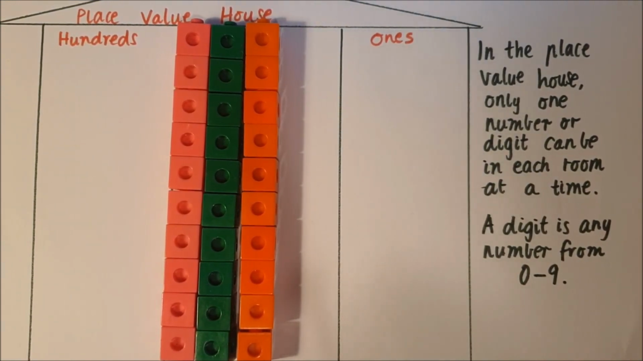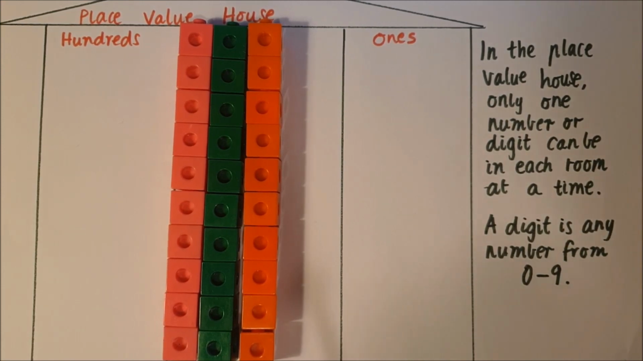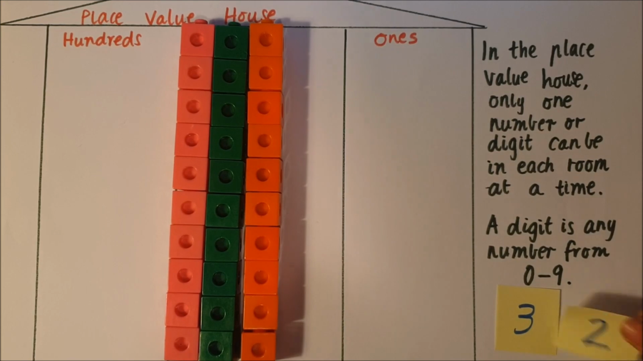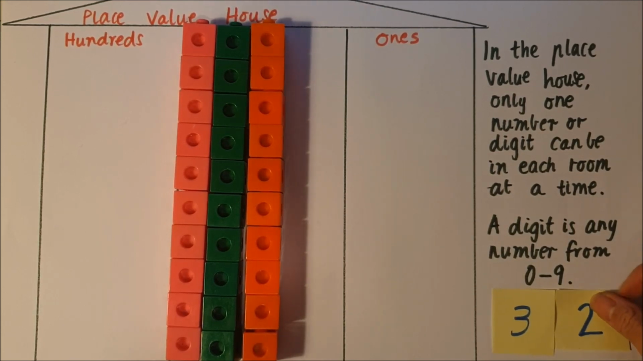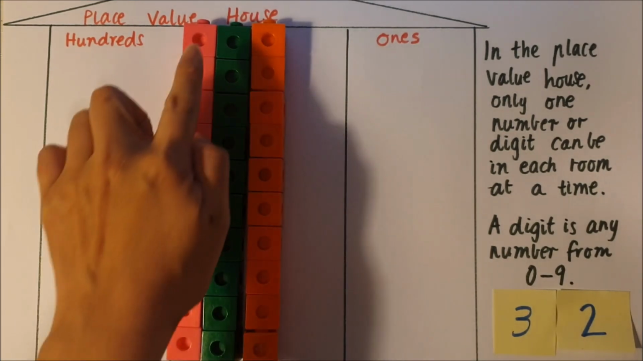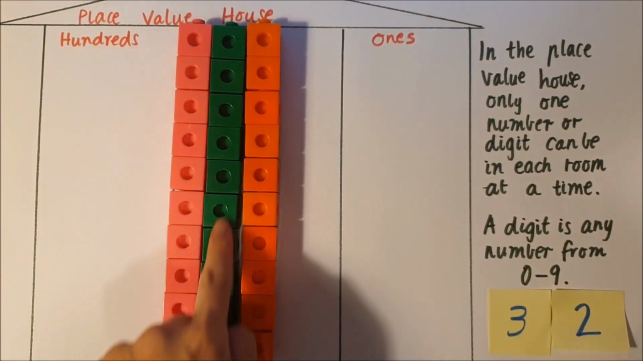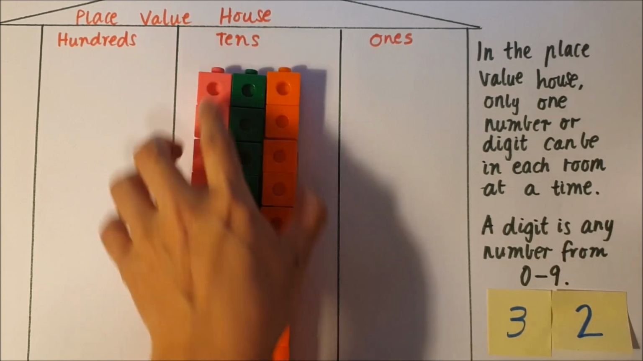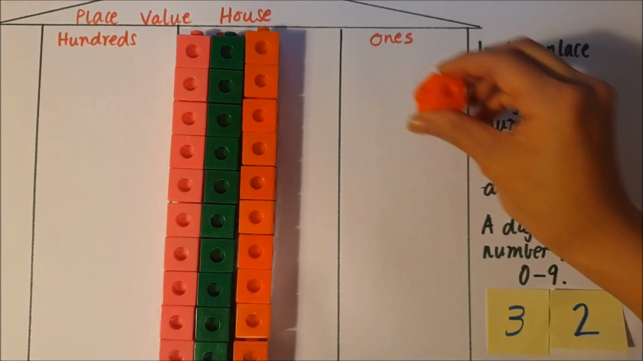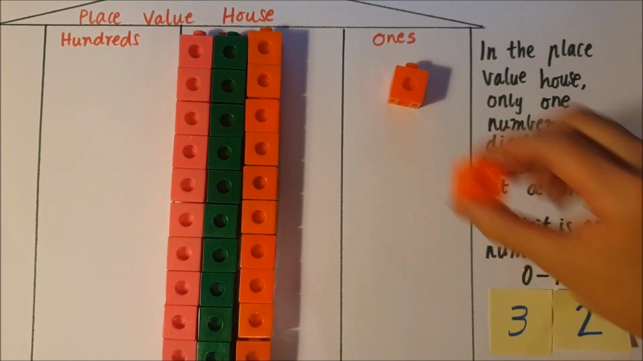What if I had the number 32? Now remember, if I have 32, I would have 10, 20, 30. So the tens, they live in the tens room. And I would have 2 more. So that makes 32.